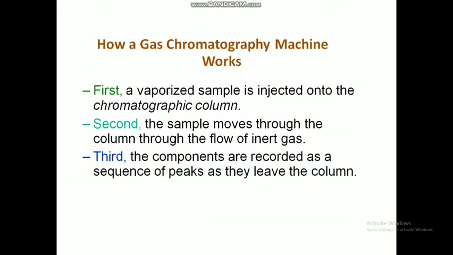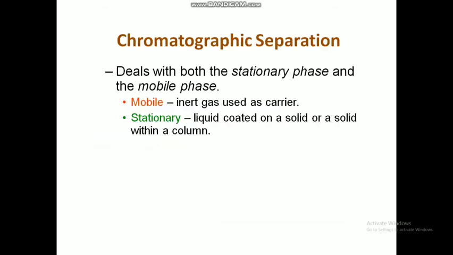Now we will see how the gas chromatography machine works. We can divide the working into three steps. In the first step, a vaporized sample is injected into the chromatographic column. In the second step, the sample moves through the column by the flow of an inert gas. So we are using the inert gas or carrier gas as the mobile phase. In the third and final step, the components are recorded as a sequence of peaks as they leave the column. Finally, we identify that complex compounds are separated into individual components by obtaining the peaks.